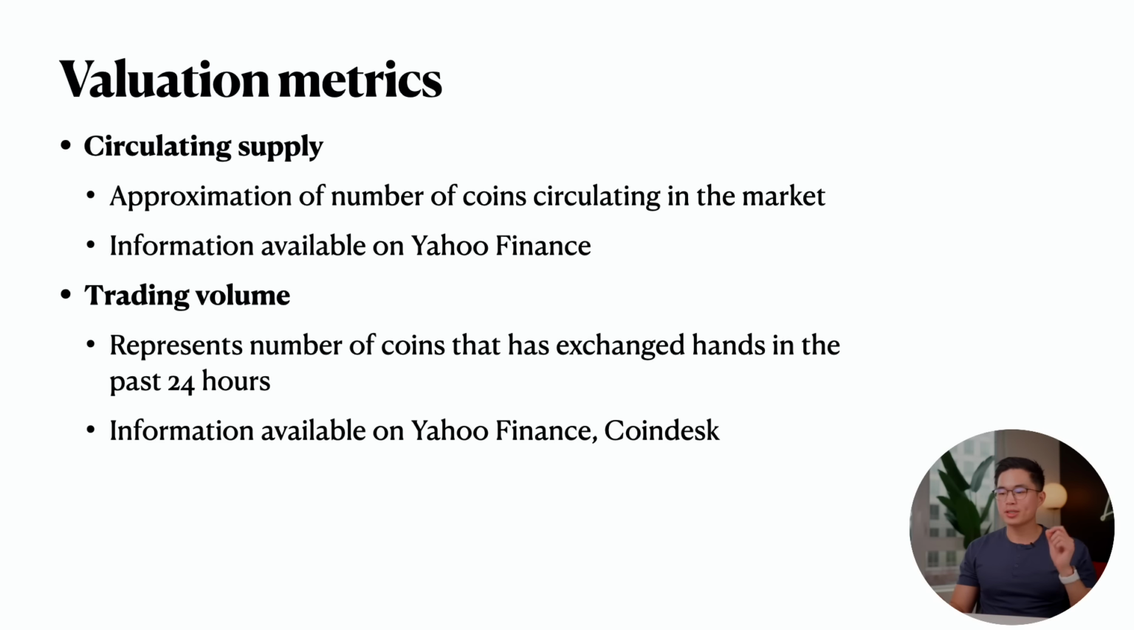Another thing to look out for is the circulating supply. So this is the approximate number of coins circulating in the market. You can easily find this information on many different sources such as Yahoo Finance or CoinMarketCap, and pretty much any website is going to have this information. Another important valuation metric is the trading volume. So this is basically the number of coins that has exchanged hands in the last 24 hours. The higher the trading volume, the more this coin is being traded back and forth, aka the more activity there is, and the lower the trading volume means that there's not as many people buying and selling right now.